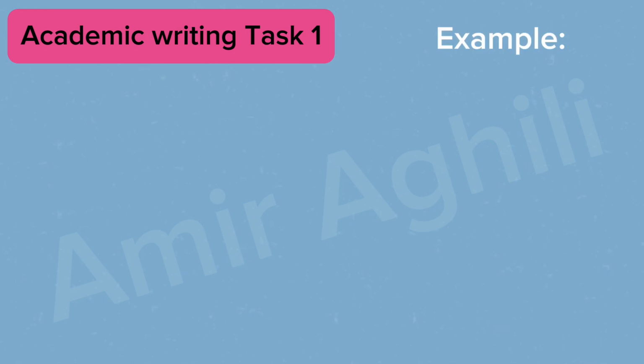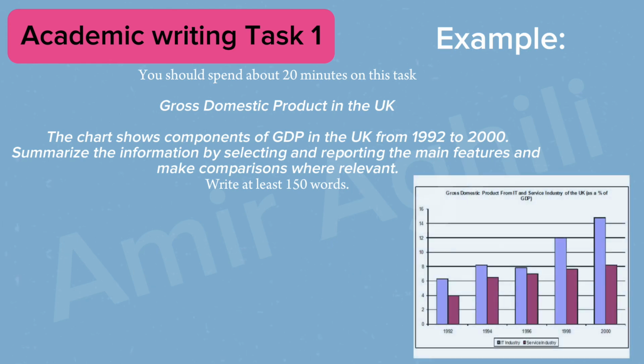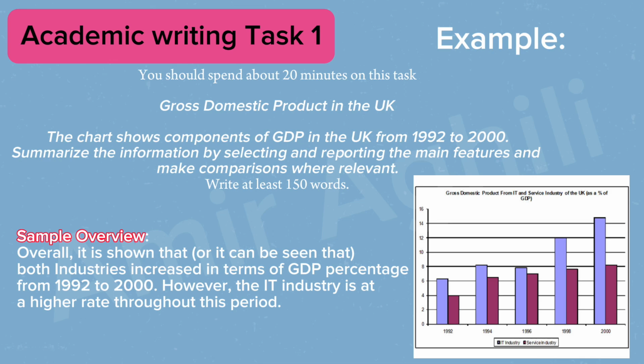To help understand this better, let's look at an example. The chart shows components of GDP in the UK from 1992 to 2000. Summarize information by selecting and reporting the main features and make comparisons where relevant. By looking at the bar chart and also all the information that a question gives us, a sample overview could be like this. Overall, it is shown that, or it can be seen that, both industries increased in terms of GDP percentage from 1992 to 2000. However, the IT industry is at a higher rate throughout this period.